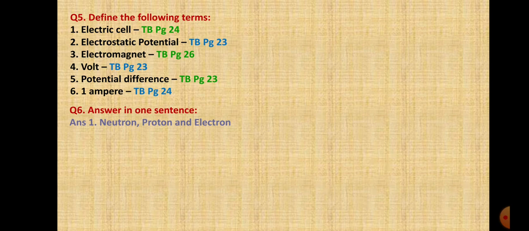How is then electric current measured? Okay, so the answer is ampere. Okay, so electric current is measured by ampere. And just for your information, the instrument which is used to measure the electric current is called as ammeter.